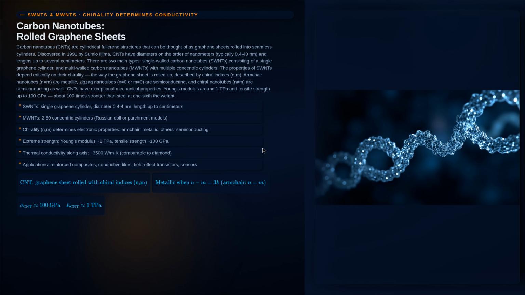Single-walled nanotubes have one graphene cylinder, multi-walled have multiple concentric cylinders. Armchair nanotubes are metallic, while zigzag and chiral ones are semiconducting. Their Young's modulus is around 1 terapascal and tensile strength up to 100 gigapascals. Applications include reinforced composites, conductive films, transistors, and sensors.